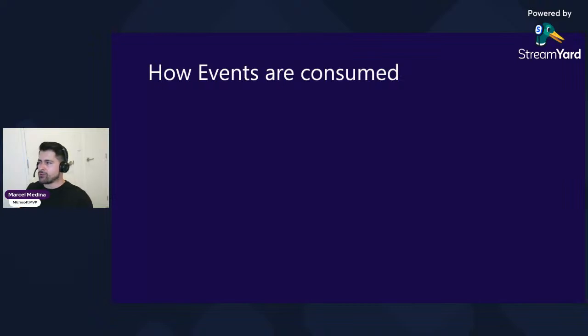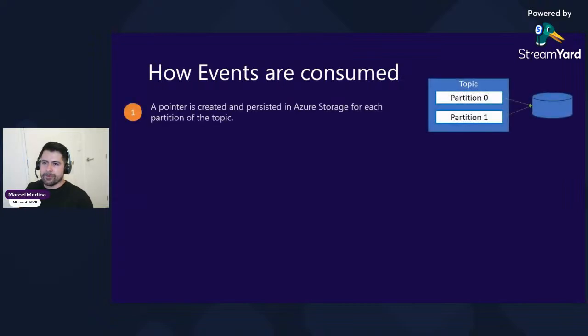How the events are consumed. If you think about that, there's this concept of pointers, right? Pointers that Kafka handles, but also how Azure Functions handle that. So you can see there's a sequence in here. The first one to start.